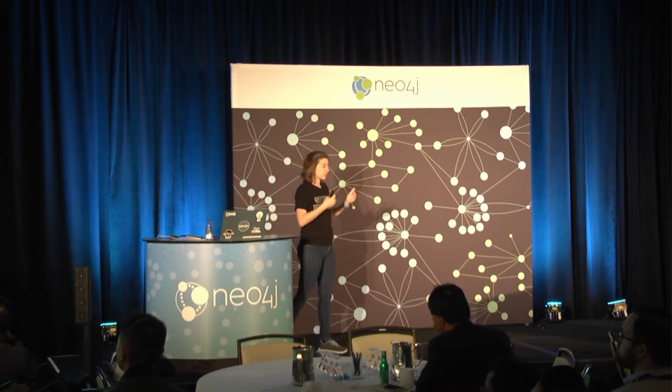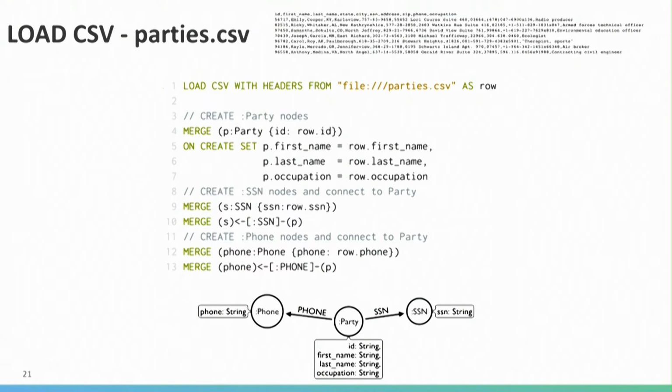He starts with LOAD CSV, which is a command that's available in Cypher. He takes the customer data, the account data, and the session data, and exports those all as CSV files, and then uses LOAD CSV to get that into the graph. He reads that row, that very tabular data structure, and asks, how do I want to transform this into the property graph model that we looked at?